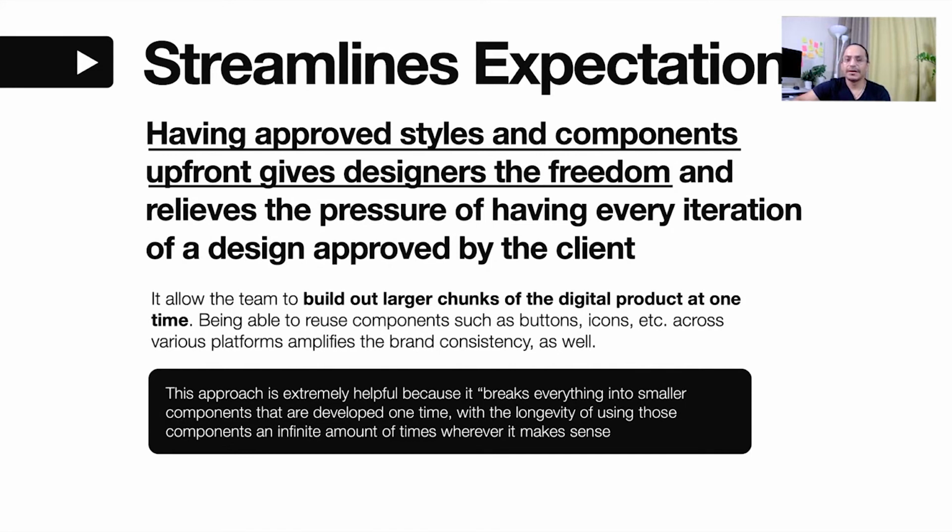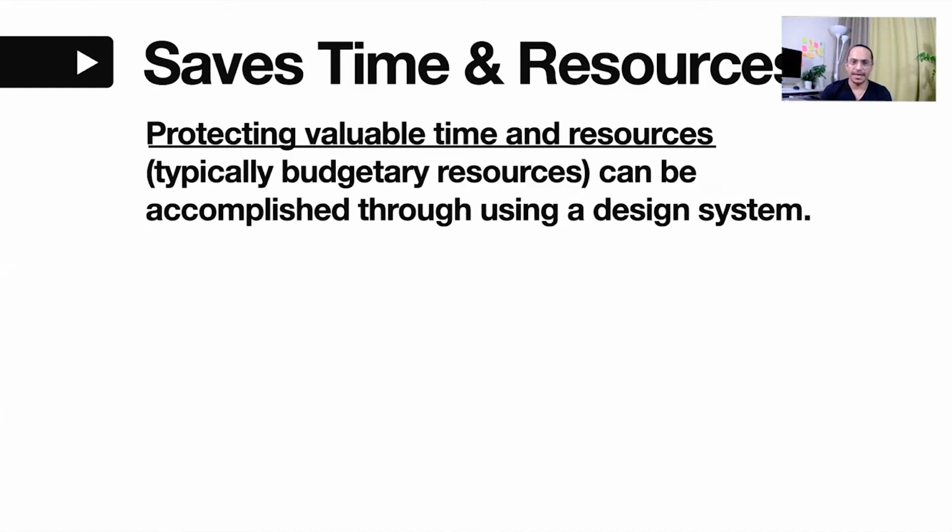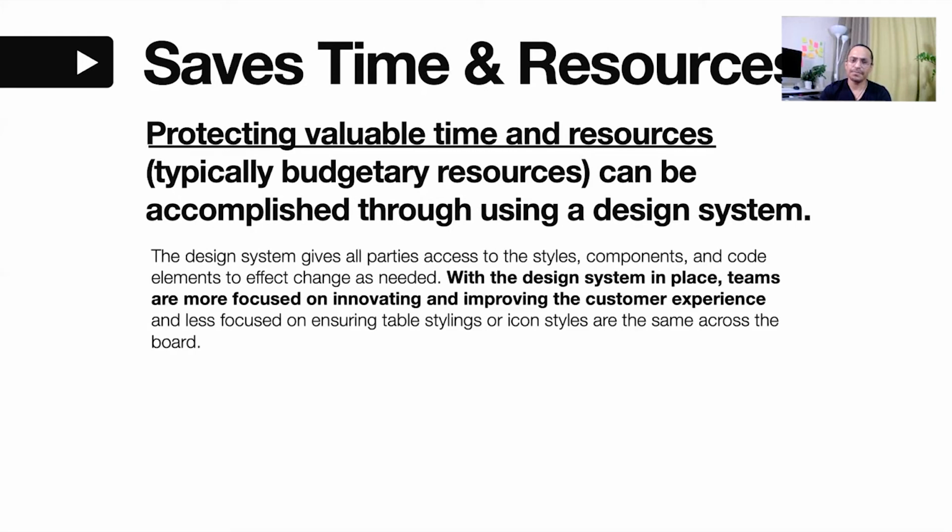So it's all about having the component at a central place and then reusing it, and there's brand consistency, and because of that you are able to develop complex applications, a lot of different flows, and still have the same experience. It saves time and resources. Yes, protecting valuable time and resources can be accomplished using a design system. So design systems give all parties access to the styles, components, and code elements to effect change as needed.